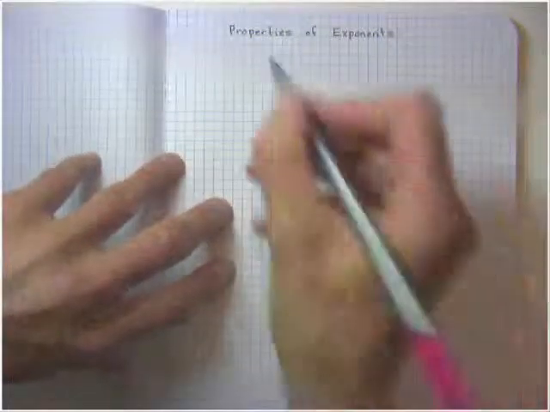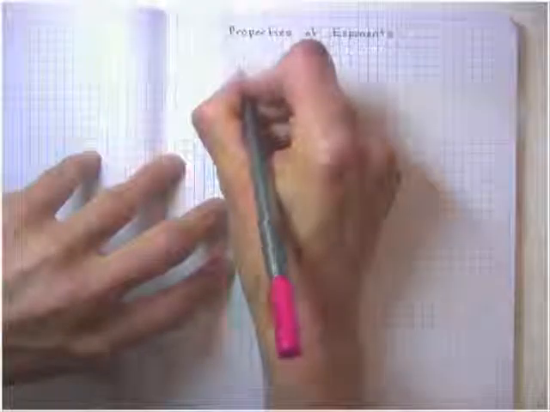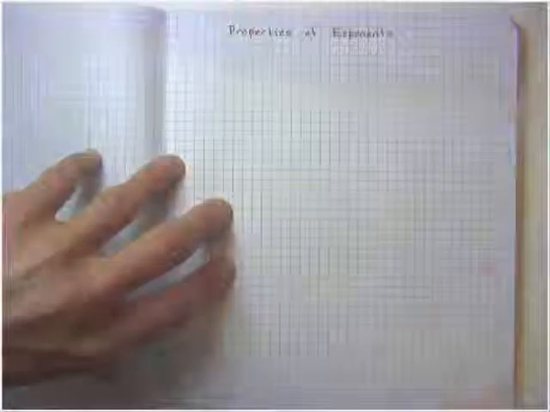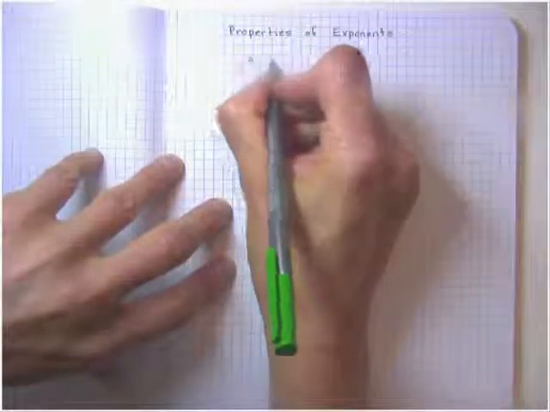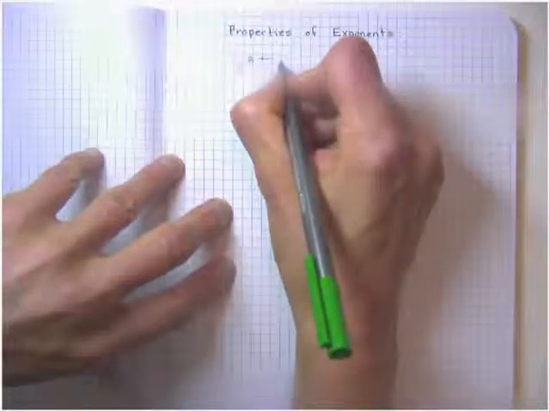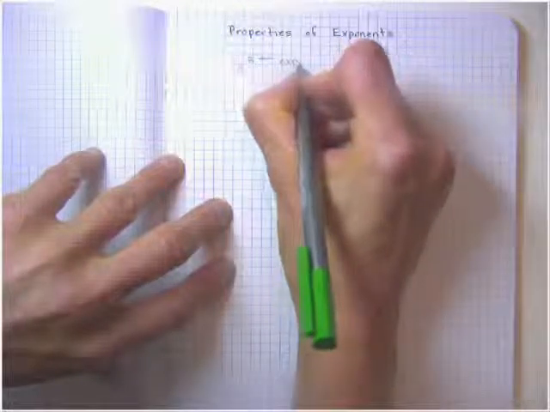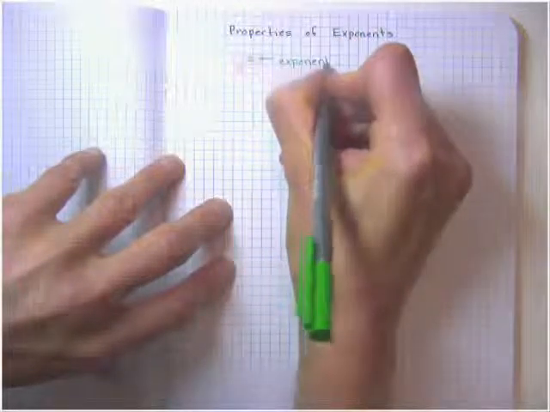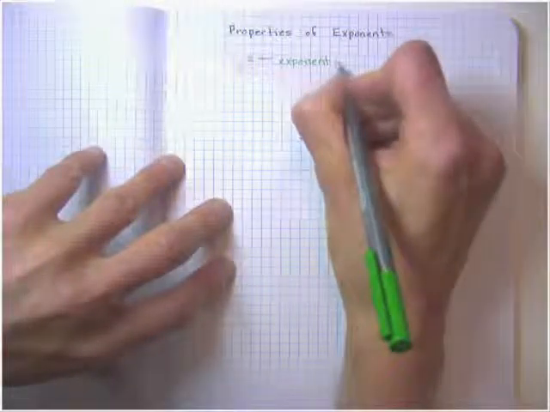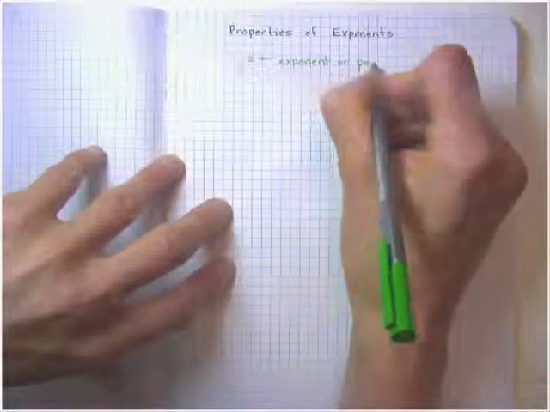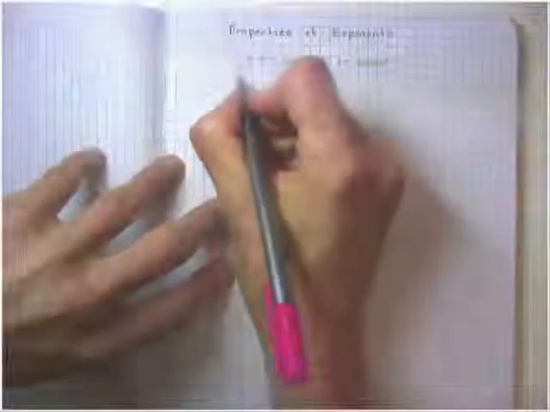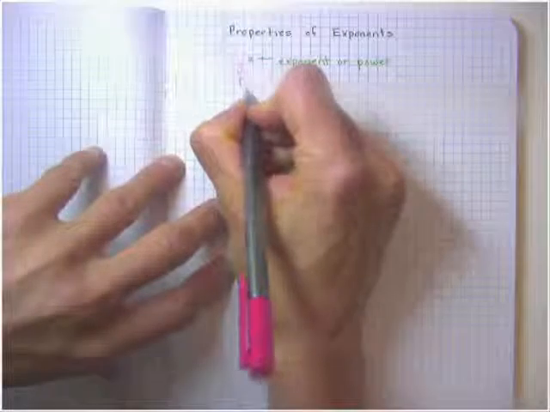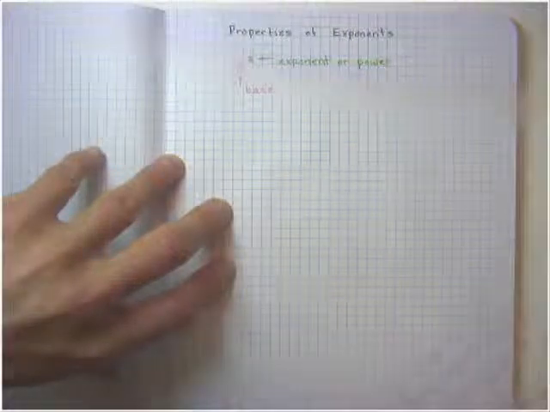So, if I have a number 3 squared, of course, the square part is my exponent. It's also called a power. The 3 is my base. So those are important definitions to know.